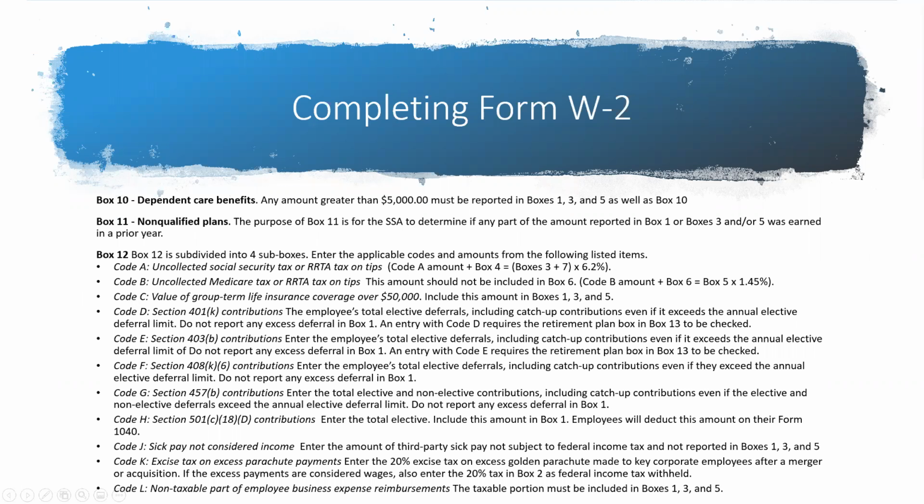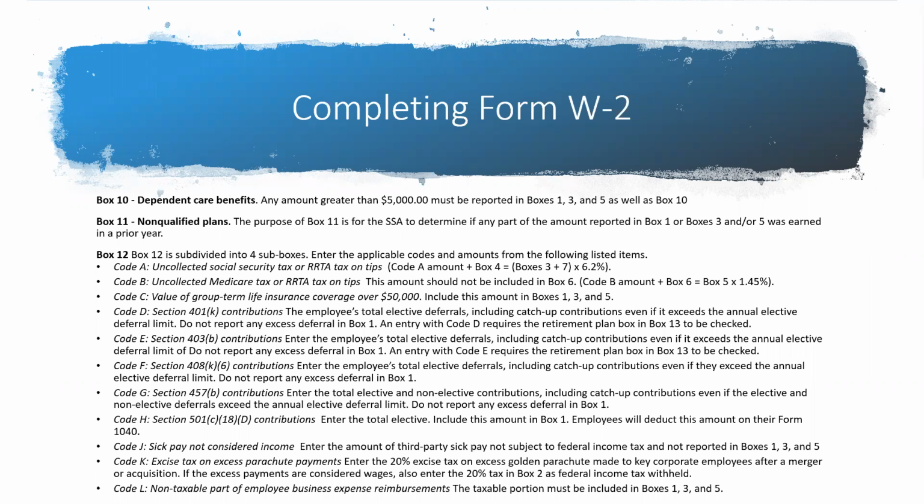Box 10 is dependent care benefits. Any amount greater than $5,000 must be reported in boxes 1, 3, 5, as well as box 10. So dependent care, the limit, at least for 2020, was $5,000. So if anything was withheld for dependent care benefits above and beyond the $5,000, it must also be in box 1, 3, and 5, because it could not be pre-tax because it would be exceeding the limit. So the limit for being able to deduct dependent care benefits through some sort of FSA plan was $5,000. If anything in excess of that was deducted, then it would have to be reported as taxable income.